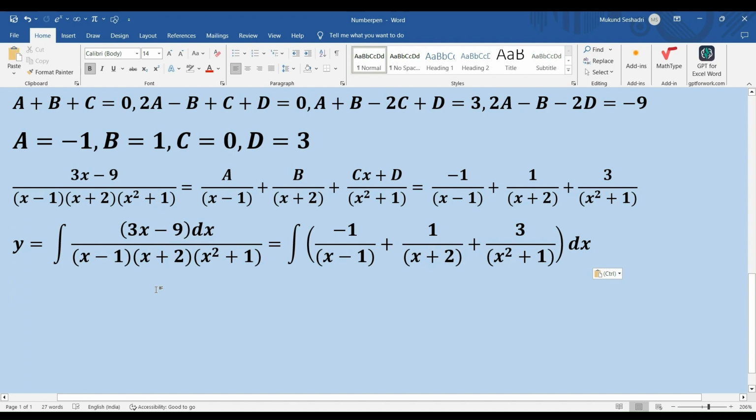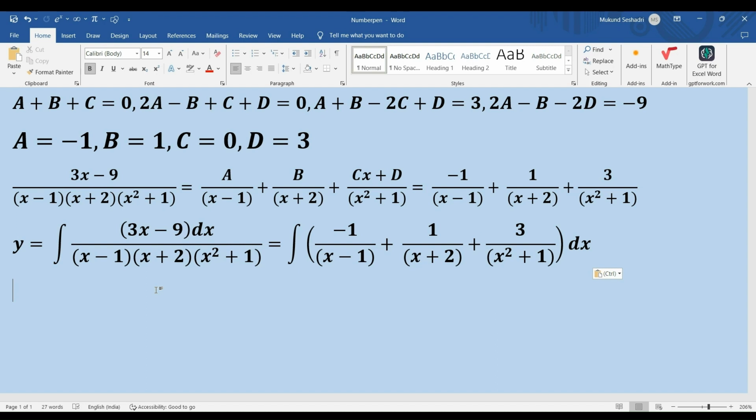becomes integral of minus 1 divided by x minus 1 plus 1 divided by x plus 2 plus 3 divided by x squared plus 1 times dx, right? So now you see I have expressed y in a much simpler format. Figuring out the antiderivative of this particular expression is not very complex. We have done such problems in the past. So I'm going to use the sum rule and break this down further.